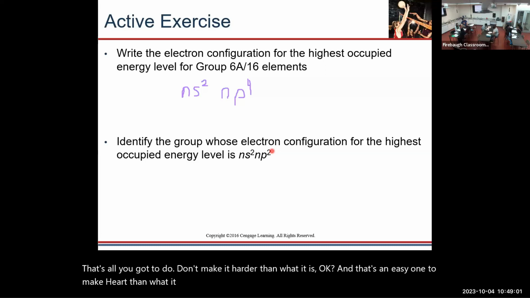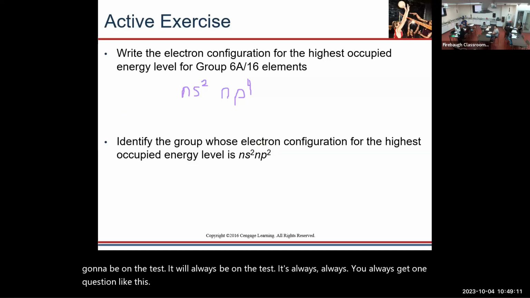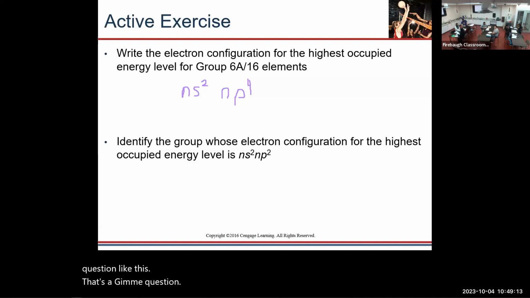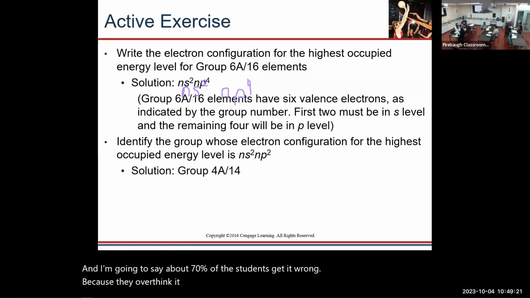You don't know how many people. I will tell you guys this. This is gonna be on the test. It will always be on the test. Always, you always get one question like this. That's a gimme question. And I'm gonna say about 70% of the students get it wrong. Because they overthink it. Don't overthink.